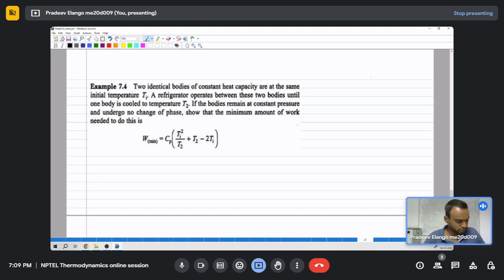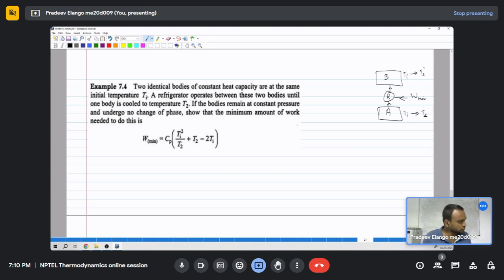So we have two bodies which have the same Cp, a body B at high temperature and body A at low temperature, and there is a refrigerator that operates with some work given, which transfers heat from body A to body B, and both had an initial temperature of Ti. Now body A will go to a final temperature of T2, and body B will correspondingly go to a final temperature of T2 dash. Now we have to show that the minimum work to be done is given by this expression, Cp into Ti square by T2 and so on.